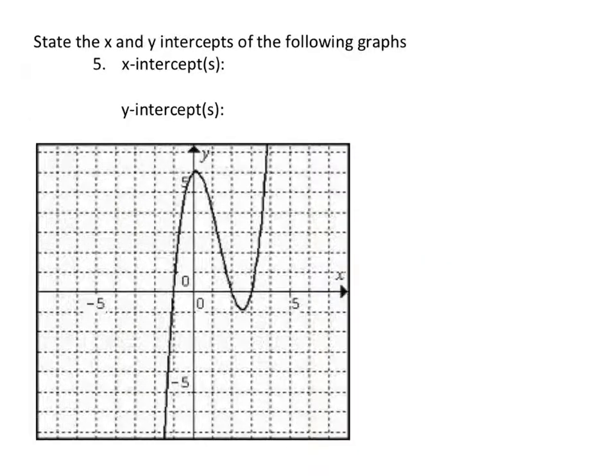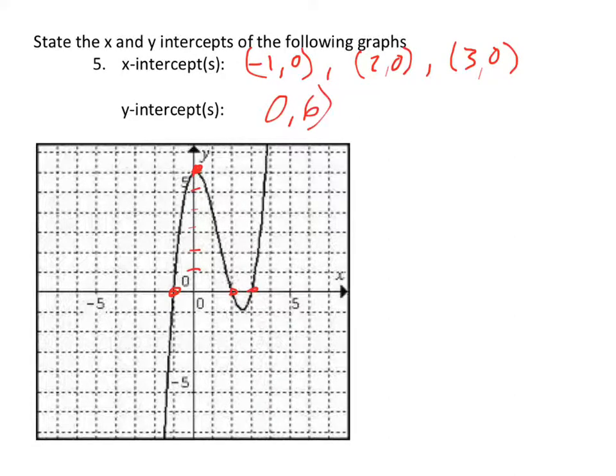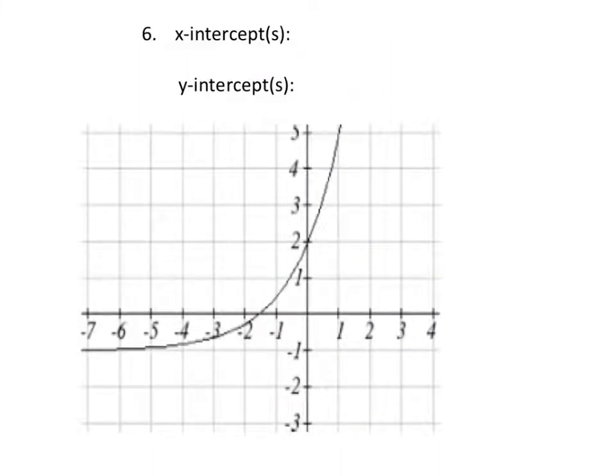Moving on to 5, you just have to get the x and y intercepts. X intercepts are these ones. So that's negative 1, 0, 2, 0. And the last one is going to be 3, 0. The y-intercept is right there. There's only one. It's looking like, see, 1, 2, 3, 4. Okay, yeah. That one's at 0, 6.